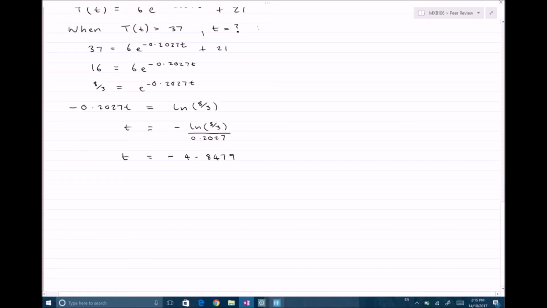Now what we can do is subtract this time from midnight, which is our initial time at t equals 0, and put this into hours and minutes. This is going to be approximately 4 hours and 50 minutes. So therefore, the corpse has died 4 hours and 50 minutes before midnight. Therefore, the corpse must have died at 7:10 p.m., which is 4 hours and 50 minutes before midnight.